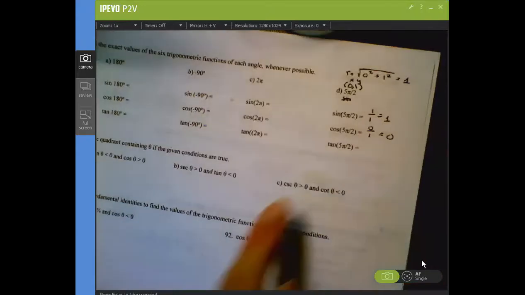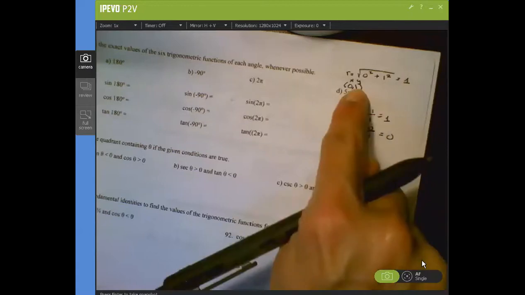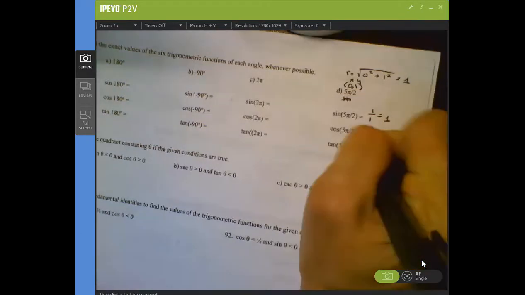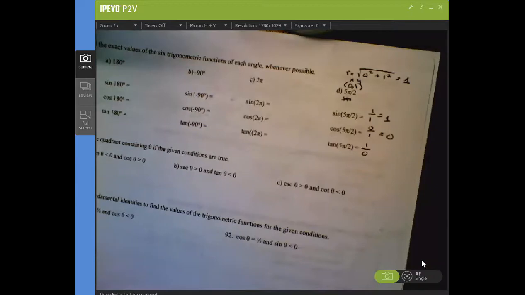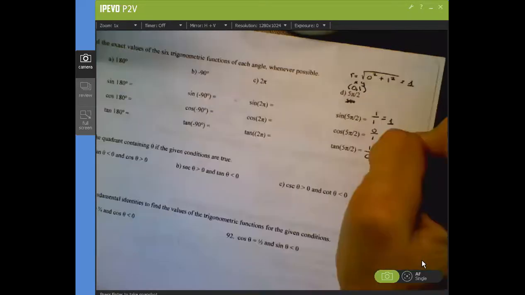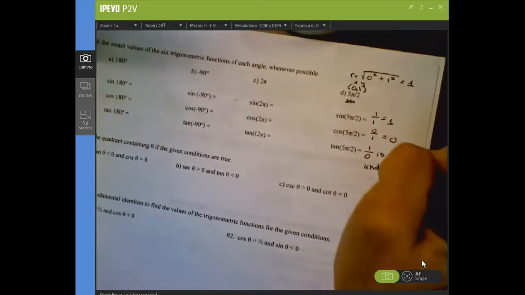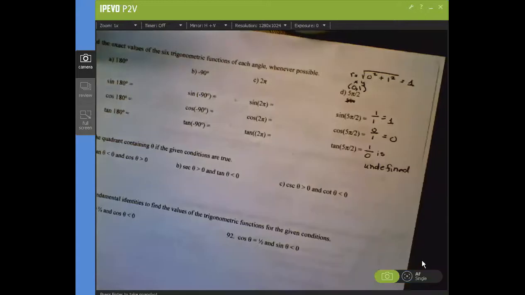And the tangent of 5/2 pi is the y over the x. What would you say about that? Tangent of 5/2 pi, all we can say is it's undefined. 1 over 0 is undefined.